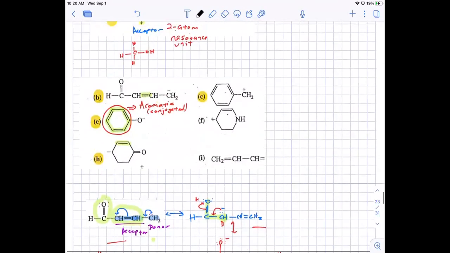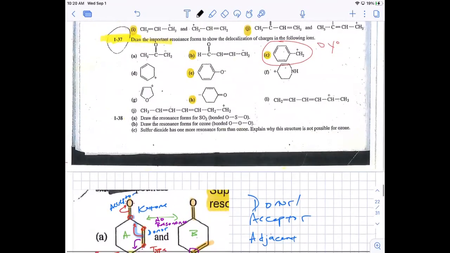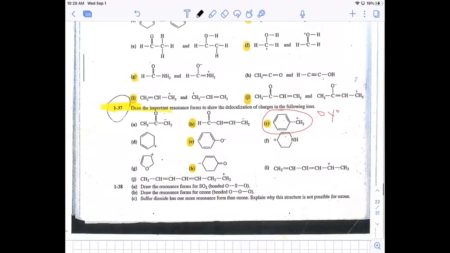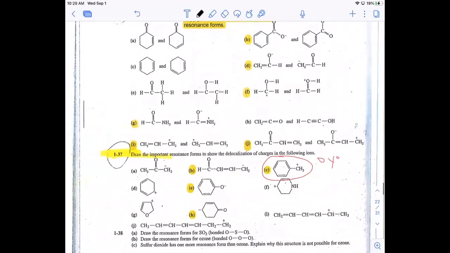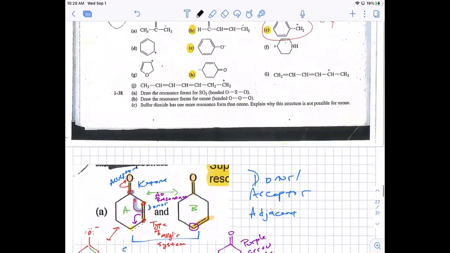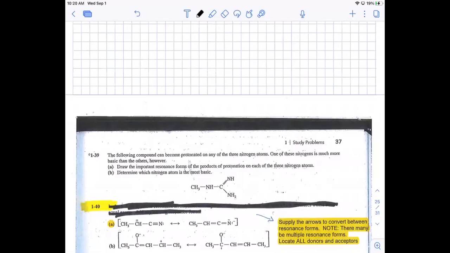You okay with that? With that resonance? And then you can do C on your own. All right, questions about that? Is this clicking or is it not clicking?